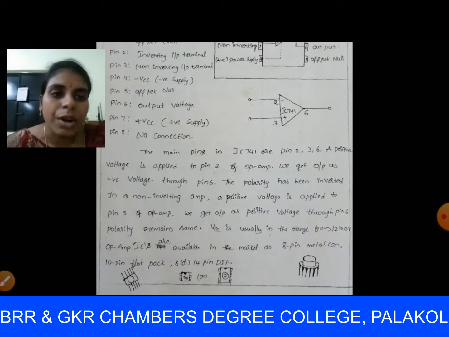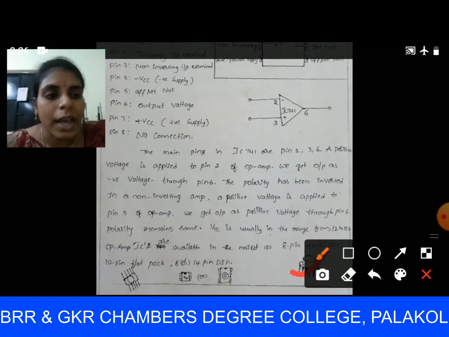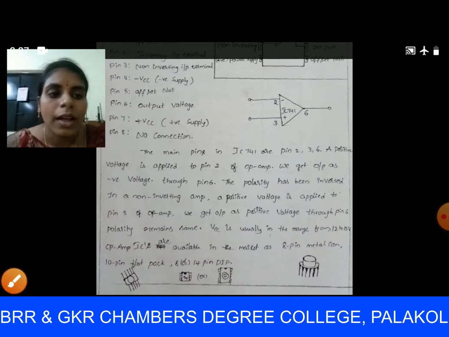Op-amp IC 741s are available in the market as 8-pin metal can, 10-pin flat pack, or 8-pin or 14-pin DIP, dual inline package. The metal can has 8 pins, there is the 10 pin flat pack, and the dual inline packages come in 8 pin and 14 pin. These are the IC packages available in our market.